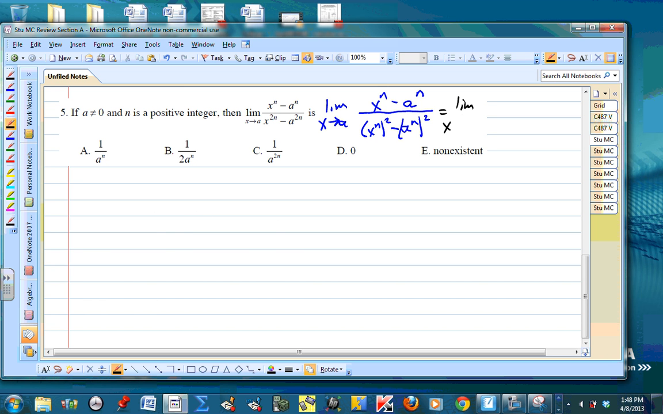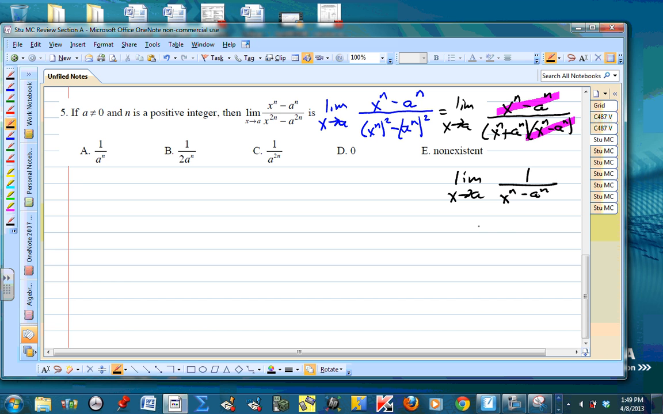The limit as x approaches a of x to the n minus a to the n over, in factored form, x to the n plus a to the n times the quantity x to the n minus a to the n. And now let's see what happens. This factor of x to the n power minus a to the n power eliminates the factor of x to the n minus a to the n on the bottom, and we're left with simply 1 over x to the n power plus a to the n power.